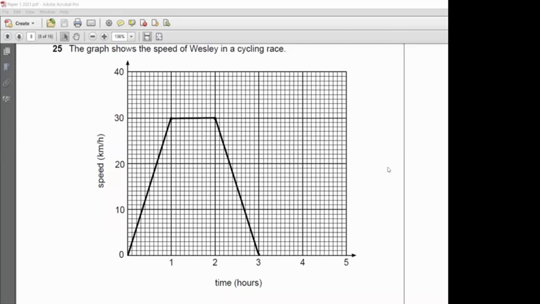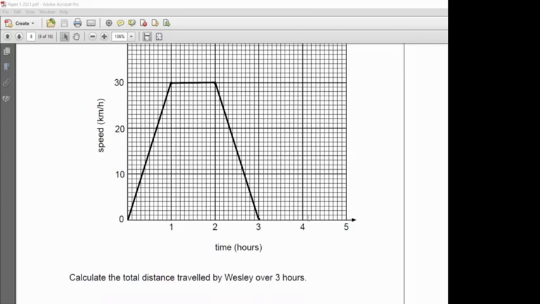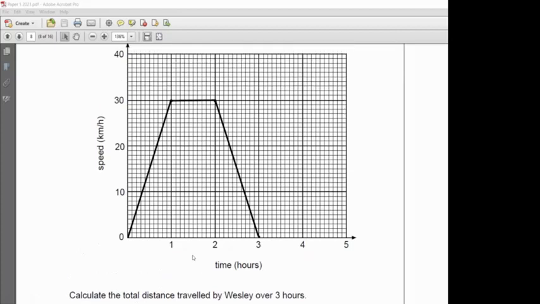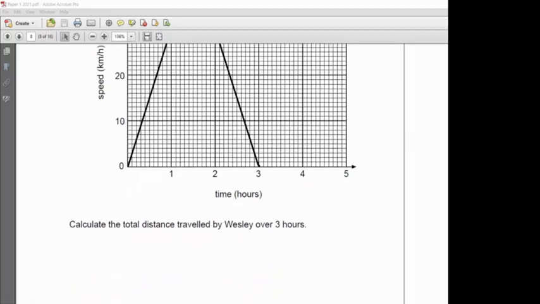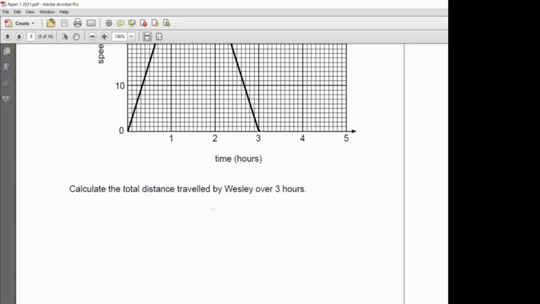Okay, number 25, the graph shows the speed of Wesley in a cycling race. So you can see that this is a speed time graph. Now we're asked to calculate the total distance traveled by Wesley over 3 hours. Now, one thing that you should take note of and remember is that the total distance is simply given by the area under a speed time graph.